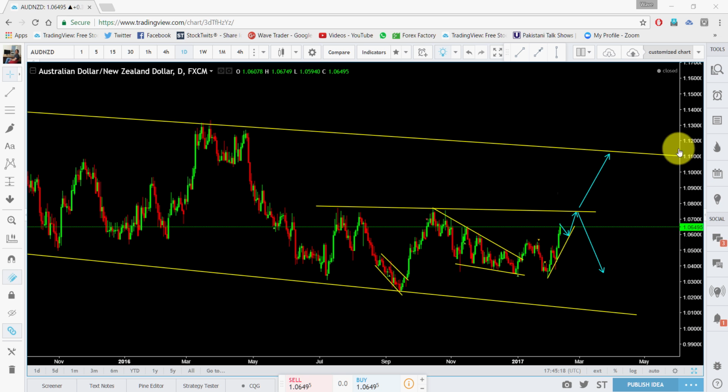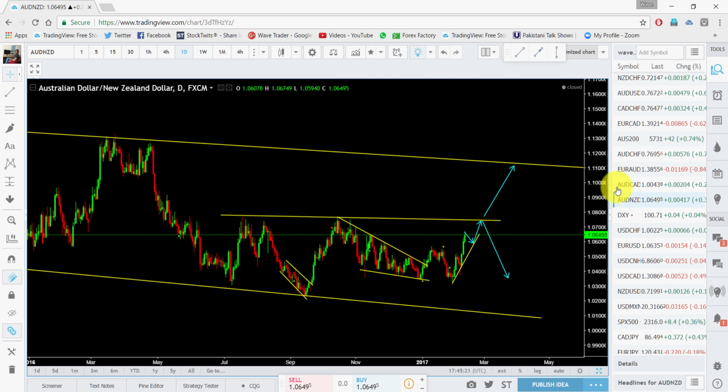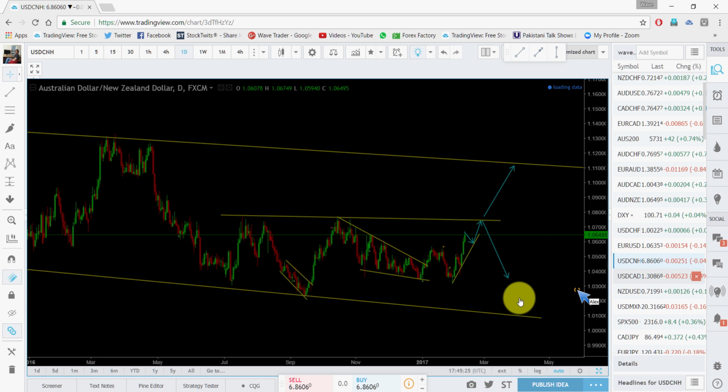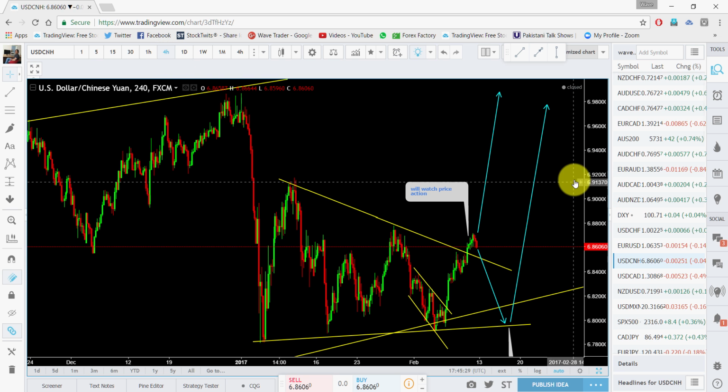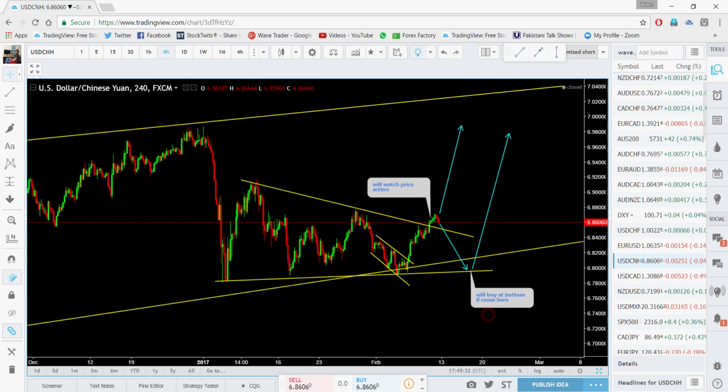Okay, so we will watch the price action. For short term, we need a continuation pattern to the upside. We can see that price respected this trend line. If you guys remember, we were looking for a buy setup near this trend line. It can continue to the upside or fall back again.